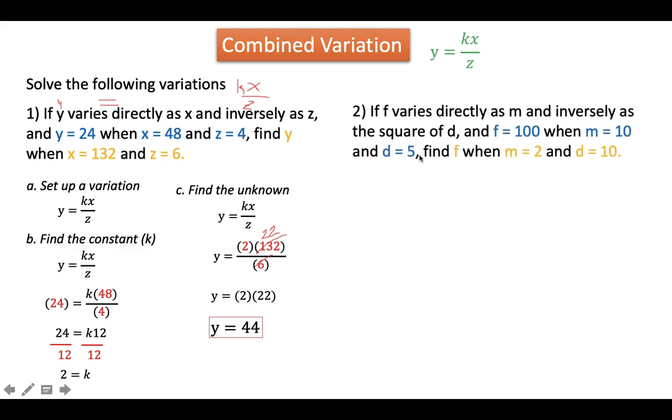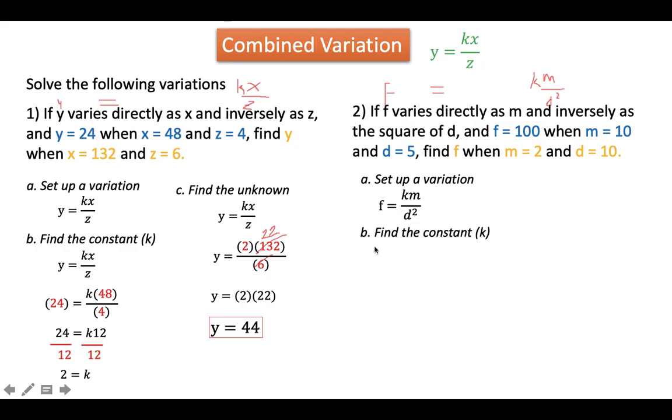So for number 2, if f varies directly as m and inversely as the square of d, and f is 100 when m equals 10 and d is 5, find f when m equals 2 and d is equal to 10. So same setup, we're going to form a variation out of our given, and that is f is equal to km over d squared. This is our f, and this is the equals, then m over the square of d, then our constant k in here, and that is our equation.